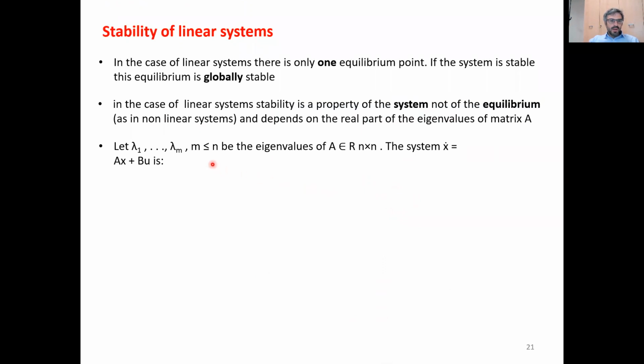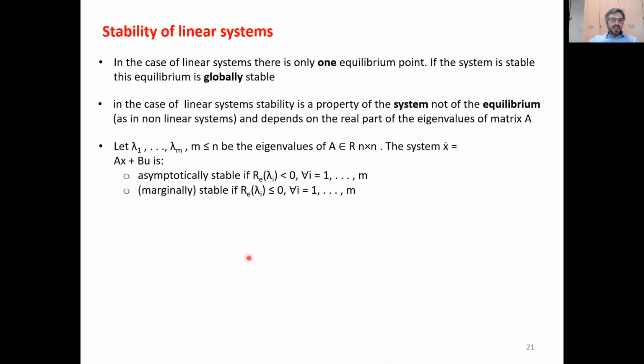And let's say that we have m eigenvalues, and the system is asymptotically stable if the real part of all the eigenvalues is negative. It is marginally stable, like the circle we saw before, if at least one of them is zero. So if they are lower than or equal to zero. And it is unstable if there is at least one that has a positive real part.